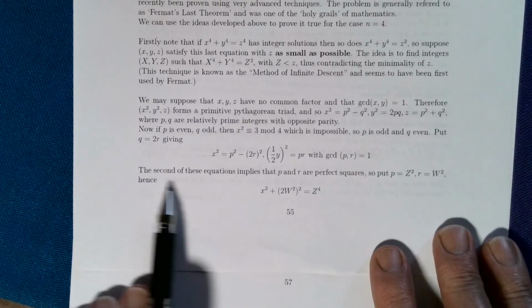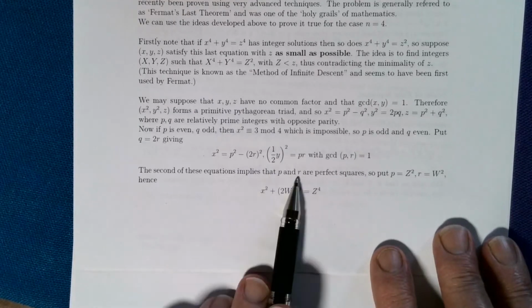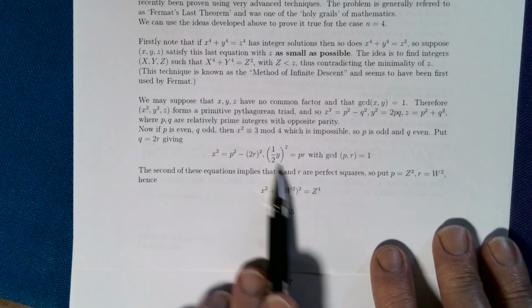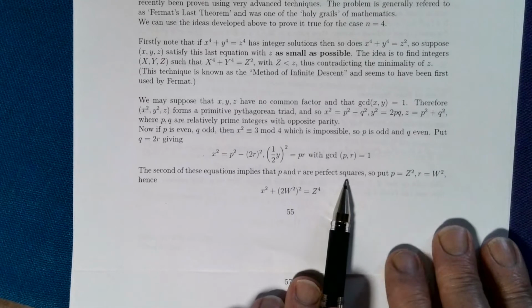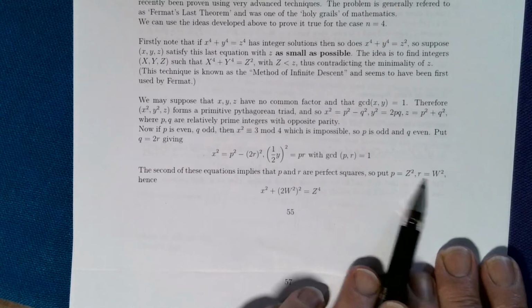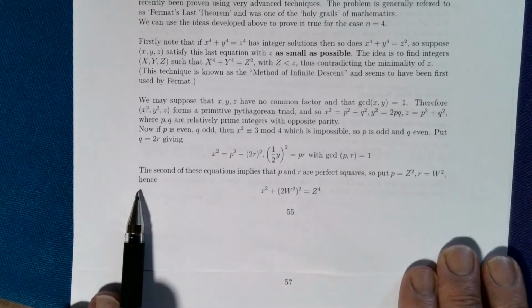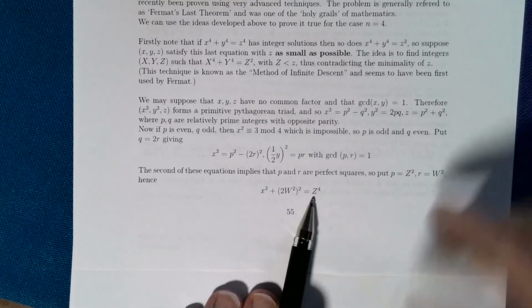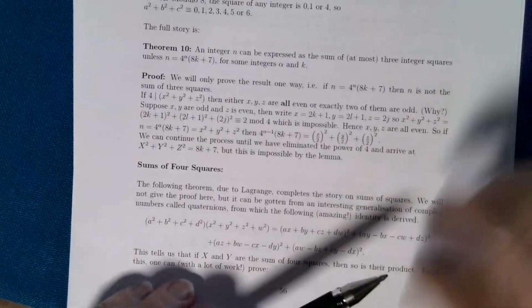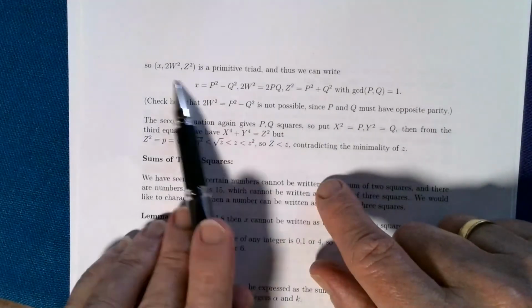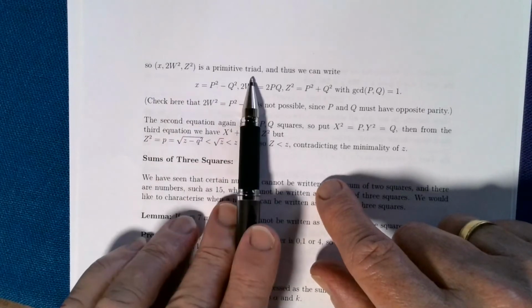Now the second pair of these equations implies that p and r are themselves perfect squares, because they're relatively prime and their product is the square of something, so they must themselves be perfect squares. So I'm going to put p to be z squared and r to be w squared. And then, putting that back in, we have x squared plus 2w squared squared equals z to the 4th. Well, that means we have a Pythagorean triple: x, 2w squared and z squared is a primitive Pythagorean triad.